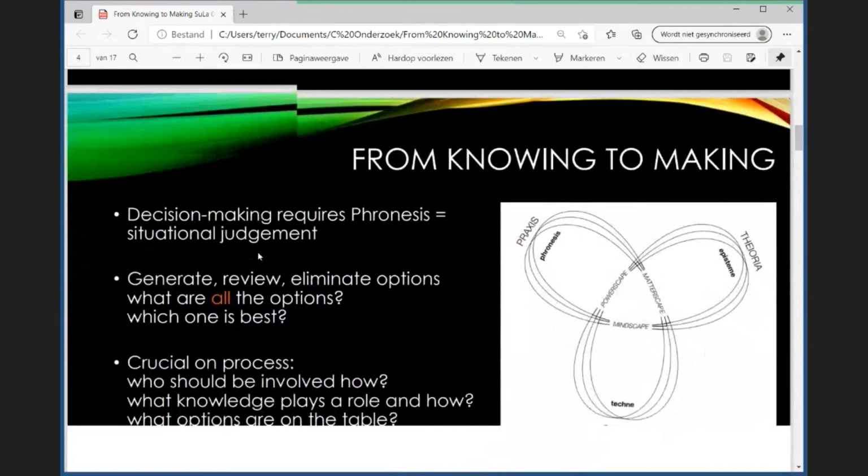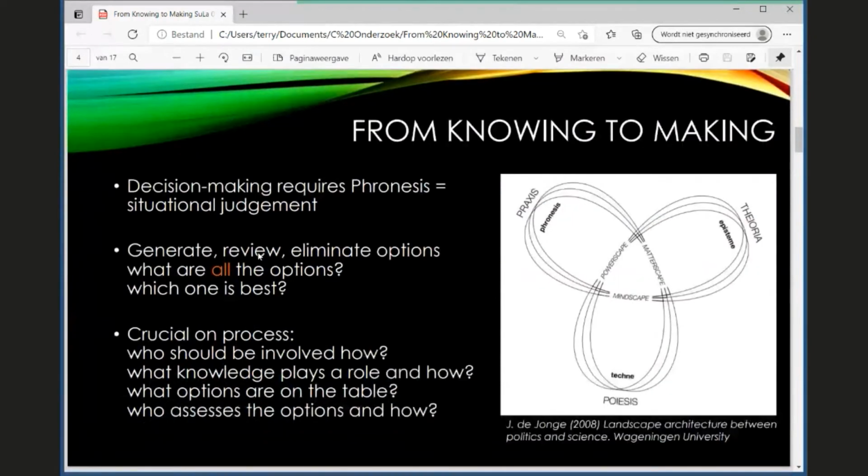The point here is we as scientists know. And there's this great model of Janne-Marie de Jonge. She discerns theory about how things work. We have knowledge about how to make things. But the judgment on what is wise to do, this situational judgment, that's the essence of politics, of spatial planning.